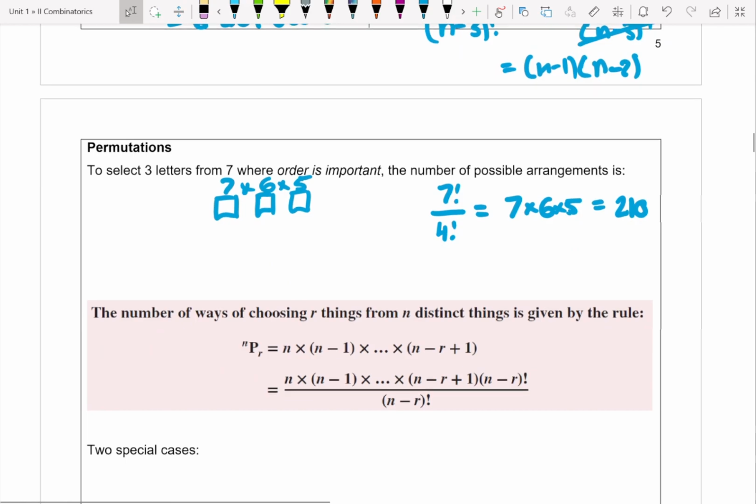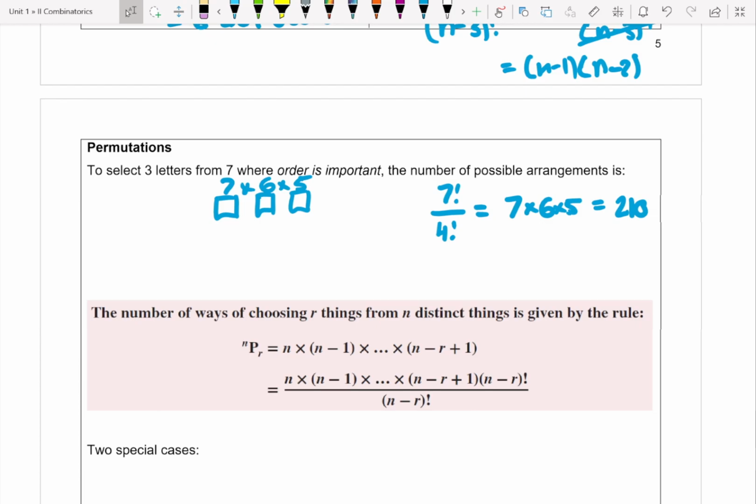So this is our generalized form for this. The number of ways of choosing r things from n distinct things is given by the rule n times n take 1 times, and then that pattern continues until you get to n take r plus 1. So in our instance here, it was choosing 3 things from 7 distinct things. We started at 7, we went to 7 take 1, which is 6, and then we stopped at 7 take 3 plus 1, which is 5.